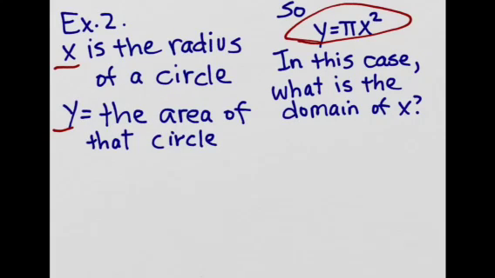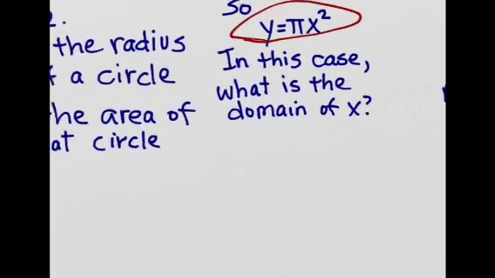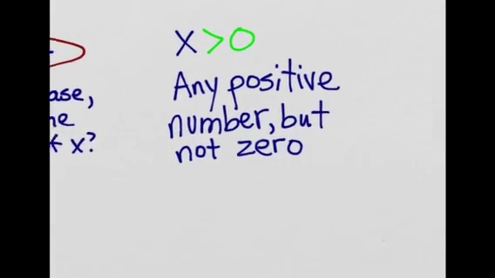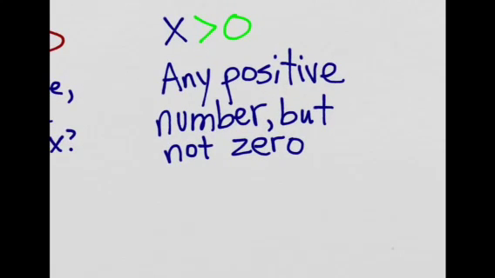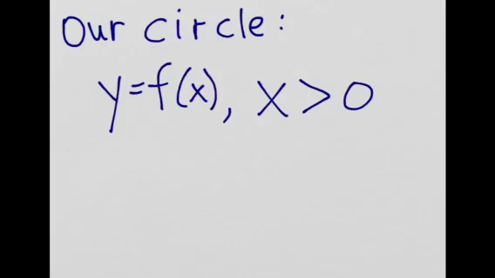But in this case, what is the domain of x? Does it make sense for x to be a negative number? No, it doesn't make sense. Does it make sense for x to be 0? What's a circle with a 0 radius? That doesn't make sense either. And so in this case, the domain of x would be x greater than 0. Any positive number would be okay for this expression, but not 0. So we can represent our circle as a function by saying y equals f of x, where x is greater than 0.